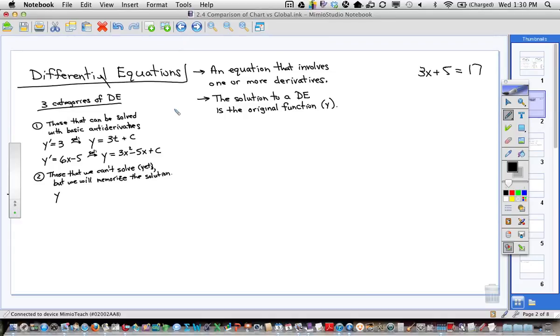So, the one we're going to talk about is y prime equals k, which is just some number, times y. Now, how is this one different than the ones in type 1?